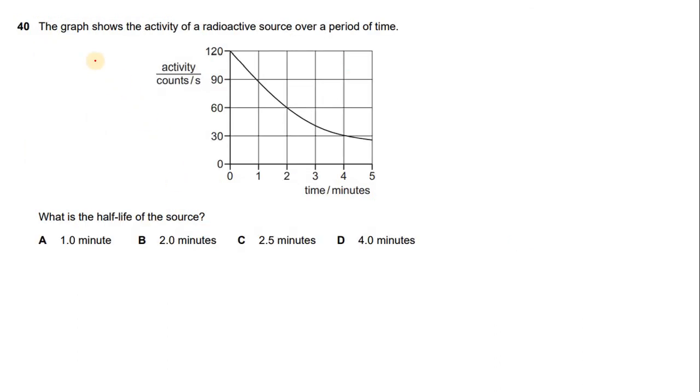Question number 40. The graph shows the activity of a radioactive source over a period of time. So we have activity over time in minutes. What is the half-life of the source? Simple, straightforward, easy 1 mark question. A decay graph is given. Initial activity is 120. We need to find the half-life. Half of 120 is 60. And the corresponding time of 60 is 2 minutes. So 2 minutes is the half-life. The option is B.